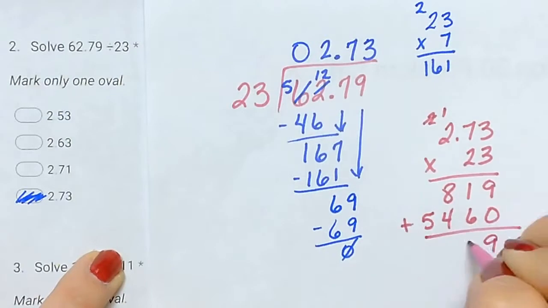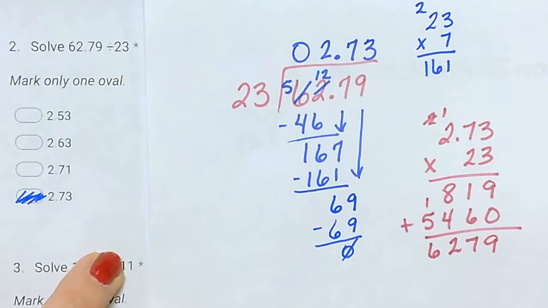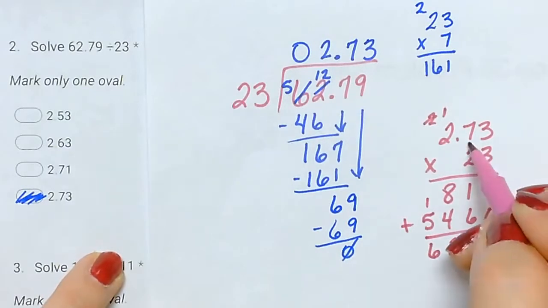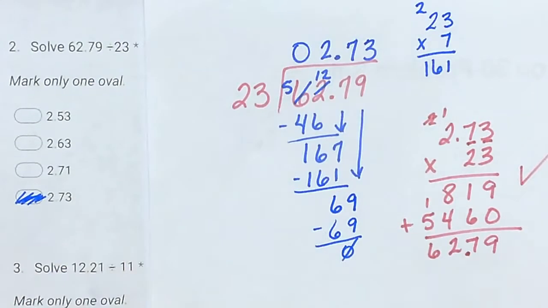Now when I add this together, it gives me an answer that looks like 6,279. But this number has 2 decimal places, so it's to the hundredths, which means my answer has to be as well. And that gets me back to my original number. So 2 and 73 hundredths is the correct answer.